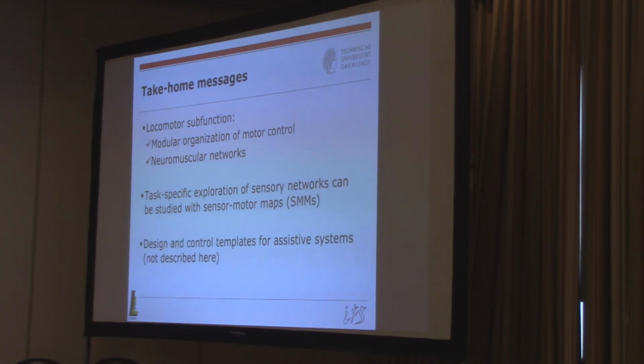From the locomotor sub-function, I can say that we introduce a kind of modular organization for motor control, and we can also develop a kind of network to move toward the neuromuscular models or the anchor model, and the task-specific exploration of sensory networks can be studied with sensory motor maps. We also started to implement these for assistive systems, which I don't show given your time. So thank you.